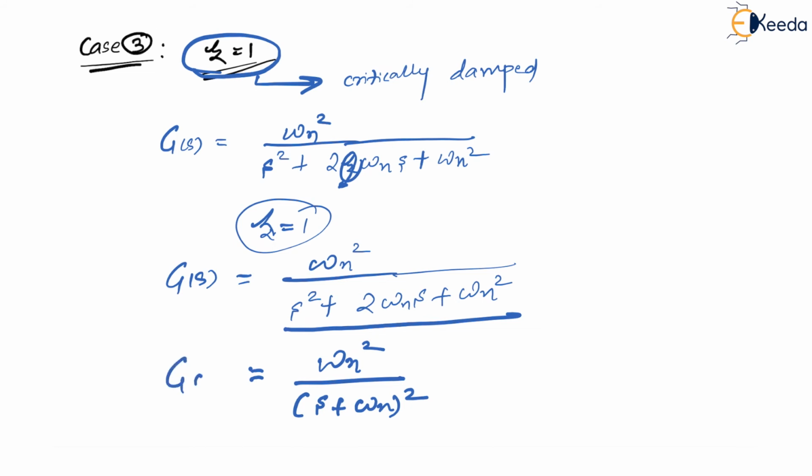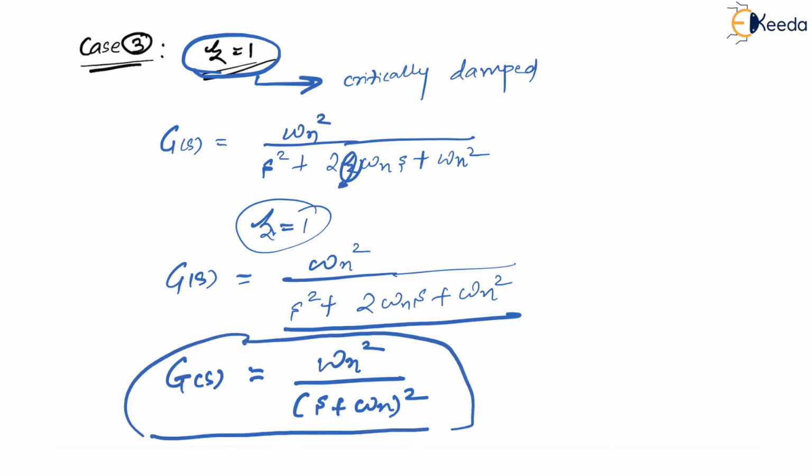That is what it is. So this is our G(s). Is that correct or not? Yes. Now, what is our next task? The next task is going to be to find the inverse Laplace transform. Let us try to do that.